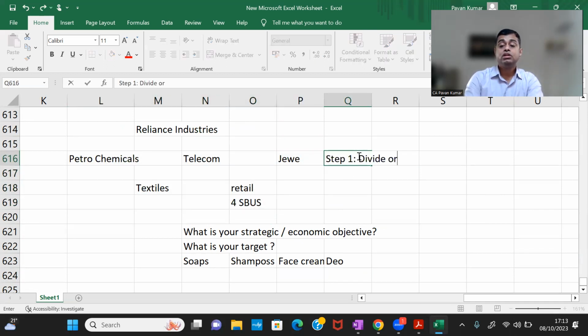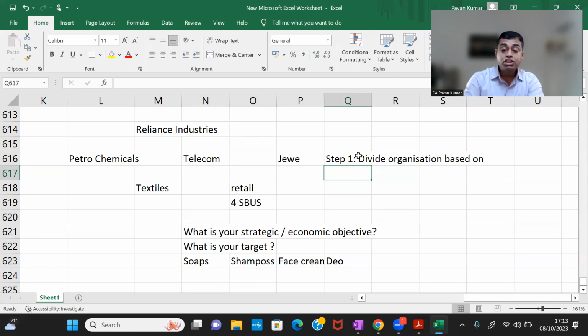Step one, divide the organization based on business lines. These will become divisions. A division can be a geographical area. A division can be a business. For example, if you look at ICAI, what type of divisions are there in ICAI? SIRC, NIRC, WIRC.